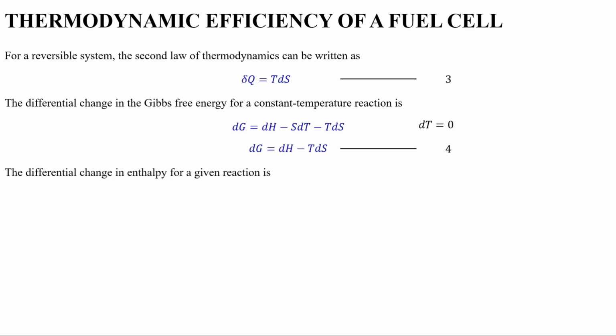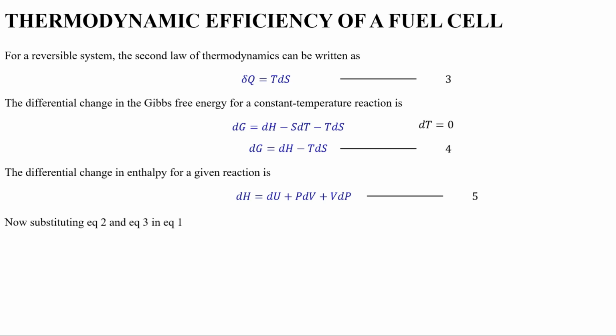Now we are going to discuss the differential change in enthalpy. We know that enthalpy is the combination of internal energy plus PV. Enthalpy is H = U + PV. So the differential change in enthalpy will be dH = dU + PdV + VdP. This is the differential change in enthalpy. Now term this equation as equation 5.